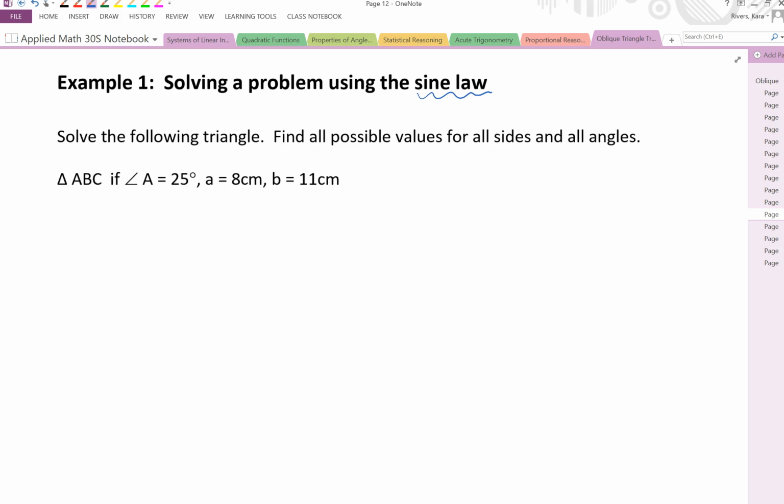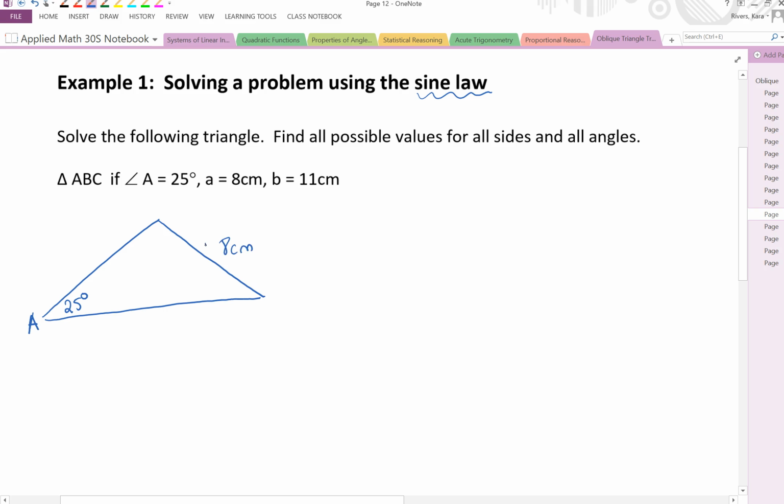Let's start by drawing triangle ABC. So it says angle A is 25 degrees, side A is 8 centimeters, side B is 11 centimeters. So I'm going to call this B and this side A. So then that would mean that this would be angle C.